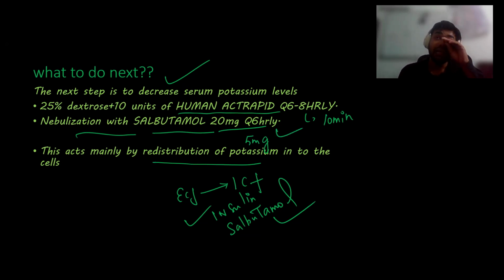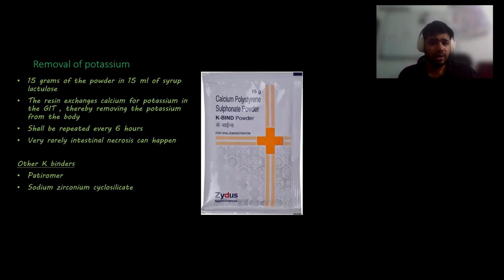So by these mechanisms, we can shift the potassium from the extracellular fluid to the intracellular fluid, thereby decreasing the serum potassium aggressively and acutely. Okay, we have decreased the serum potassium acutely, but what about the total body potassium? For removing the total body potassium, we can use potassium binding resins.